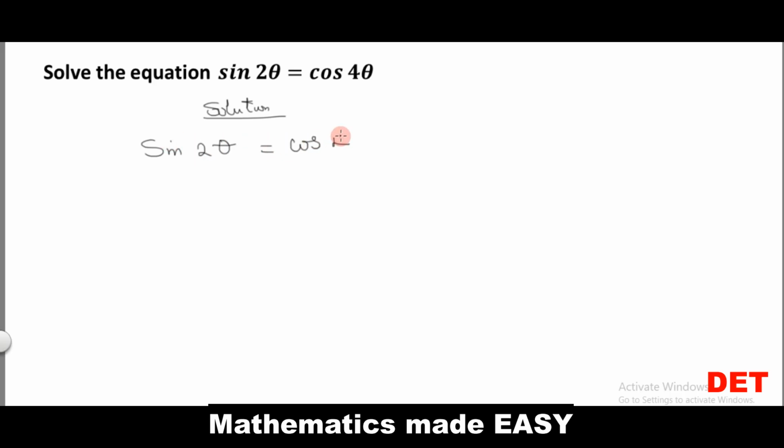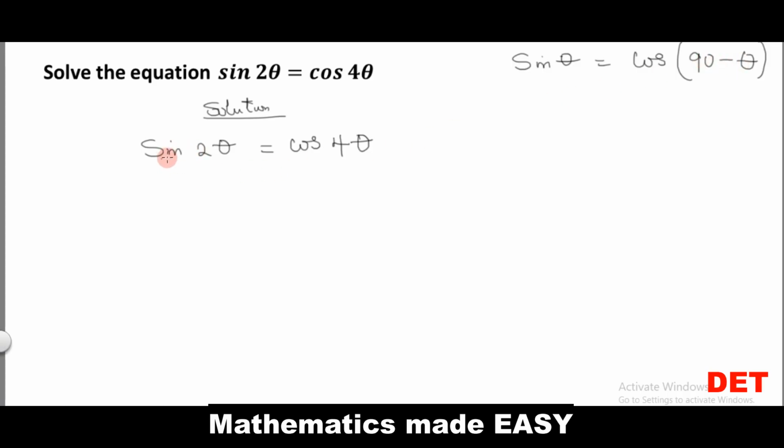Alright, so the first thing I would want to do here is to convert this sine to cos theta, so that I can cancel out the cos. So you know from the rule of complementary angle that sine theta is equal to cos 90 minus theta. Alright, that is one of the rules of the complementary angle.